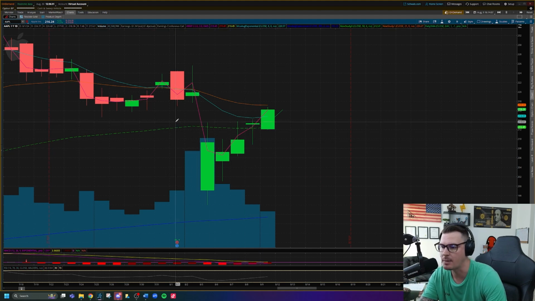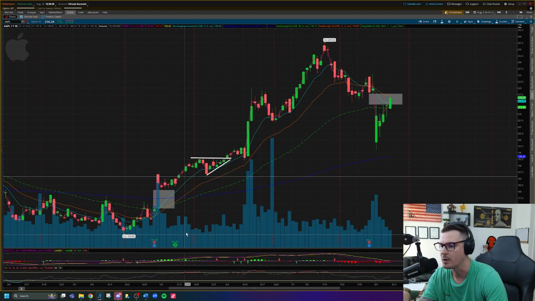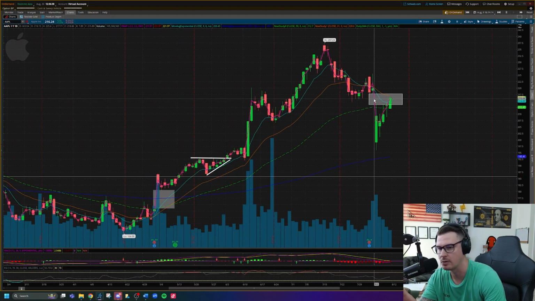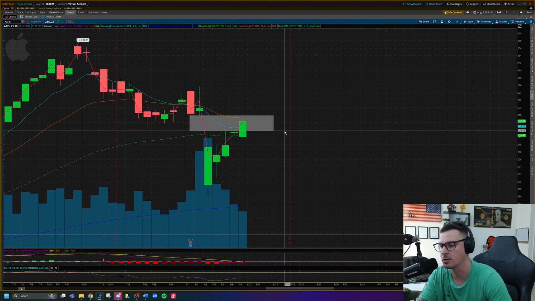I like to identify my gaps with big gray shaded boxes. Just makes it easier to see. If I zoom out on the chart, I can see there's a gap down here. I know that there's another gap up there. It makes it easier to see. So I would recommend that you identify your gaps this way.